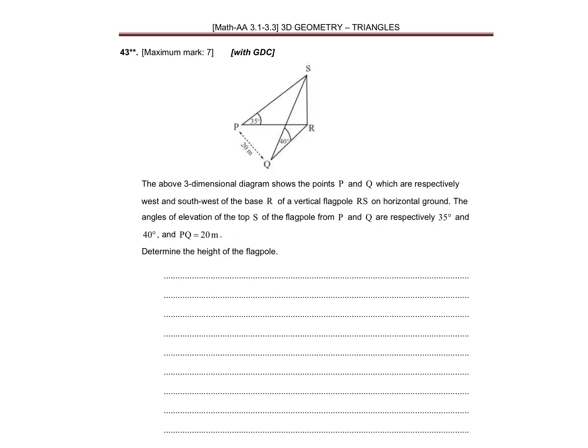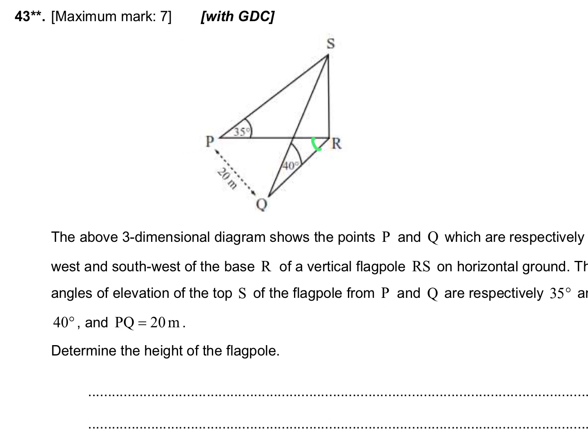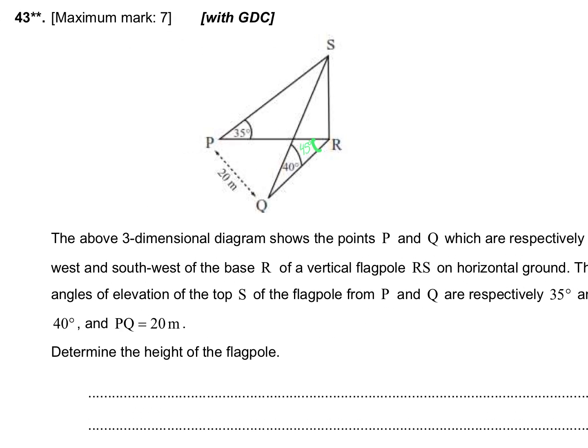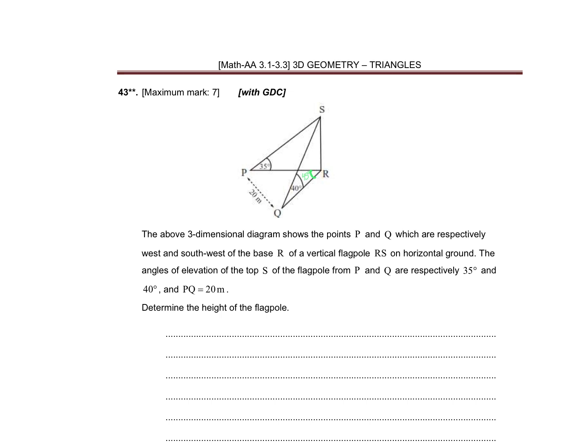This is very similar to the last one. It looks like we've got this three-dimensional thing. P and Q are respectively west and southwest. Okay. So I think that means that this is 45 degrees because south is here, and if that's southwest, it's right there in the middle. So I think that's 45. Okay. The angles of elevation are there, and we want the height here.